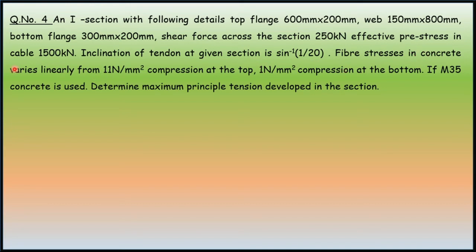Fiber stresses in concrete vary linearly from 11 newton per mm square compression at the top to 1 newton per mm square compression at the bottom. M35 grade of concrete is used. Determine the maximum principal tension developed in the section. In the previous problem it was 12 newton per mm square and 1 newton per mm square. Now we have to interpolate between 11 newton per mm square and 1 newton per mm square. Solution: determining the CG from the top fiber.